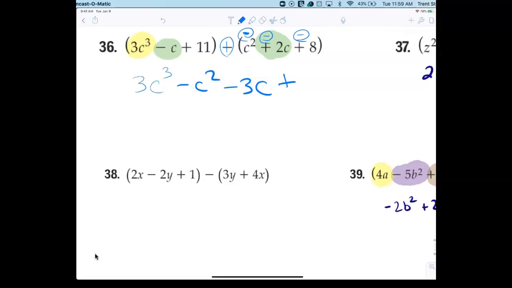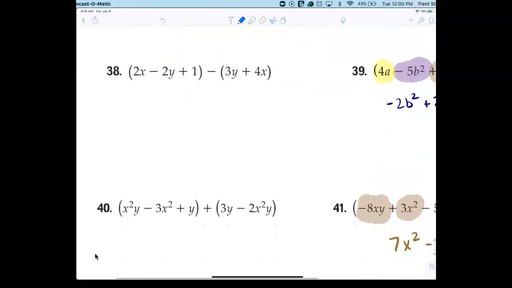Careful. Yeah. That's what I'm saying. You just have to be careful with the signs, okay? You just got to be careful. All right, yes, sir. If you're multiplying, that is correct. But we're not. We're adding.